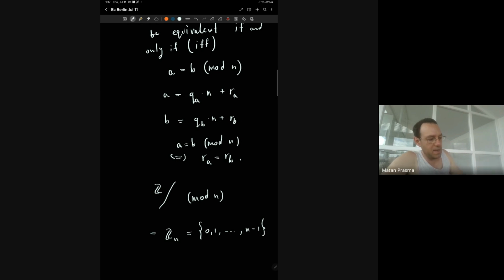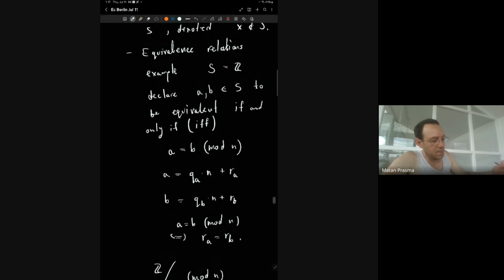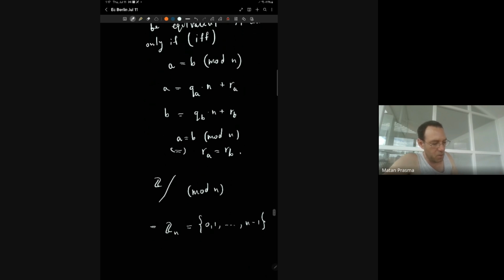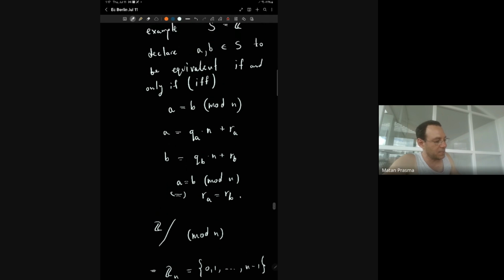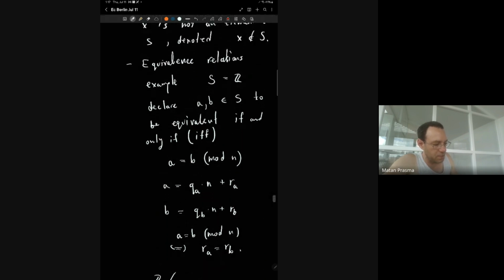So you see, equivalence relations allow you to make an important construction that we will care about. This is one example, but there are many more examples of equivalence relations. So I suggest that you pay special attention to this topic.